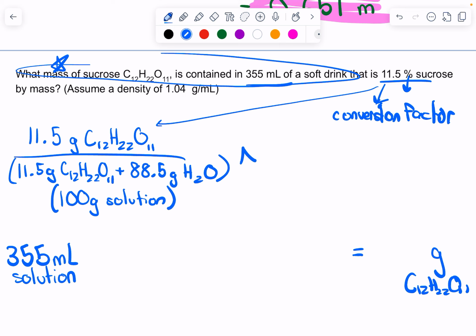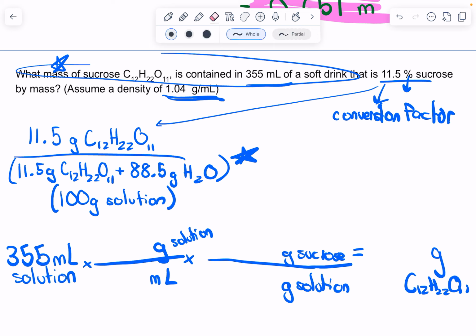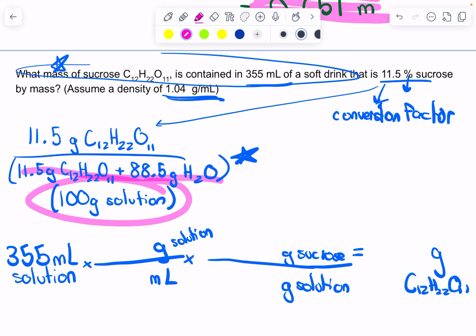I can tell you right now, we're going to use this as a conversion factor. Okay, these are all grams though. So we have to get from mils to grams first, which is why they gave us the density. So I'm going to start by going from milliliters to grams using the density. Then, and this is grams of solution to be clear, I want grams of sucrose, so I need to get rid of grams of solution and get to grams sucrose up here. So I actually didn't need to have this part here. I didn't need to break it down because I just need the 100 grams of solution.